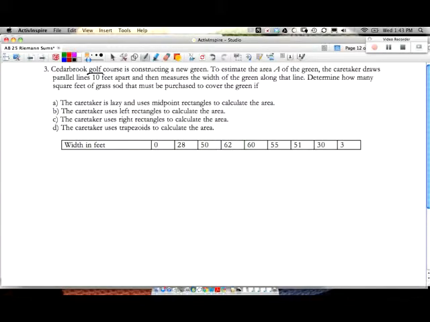It says Cedar Brook Golf Course is constructing a new green. To estimate the area of the green, a caretaker draws parallel lines 10 feet apart, then measures the width of the green along that line. Okay, so in other words, we got this green. It's going to look, I don't know, like what. But he's drawing these lines across them, like this.